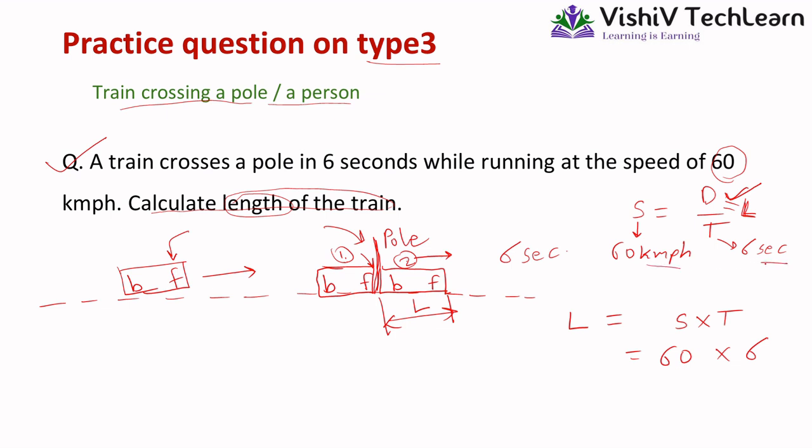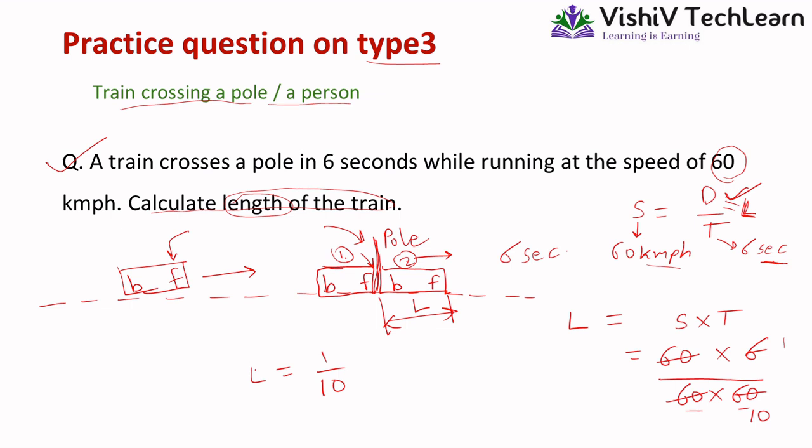So we need to convert these seconds into hours. To convert seconds into hours, we need to divide it by 60 and again 60. If we divide it by 60, it will get converted into minutes. If we further divide it by another 60, it will get converted into hours. So 60, 60 simply we can cancel. This 6 we can cancel here, and here it will be 10. So we got the answer as 1 by 10.